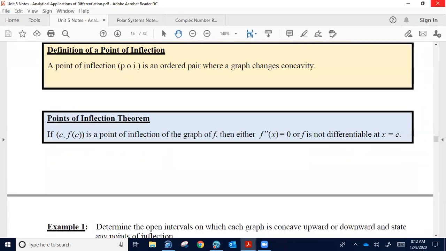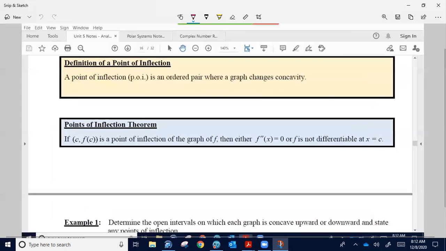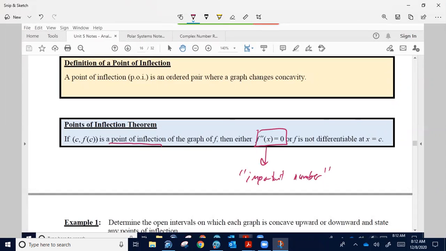Okay. Now, the point of inflection is going to occur where the second derivative equals 0 or the second derivative does not exist, not differentiable. This second derivative equal to 0, I don't want to call it a critical number. Critical number is first derivative specific. So I will just sometimes call this an important number. That's not an official term. That's not going to be in a textbook.